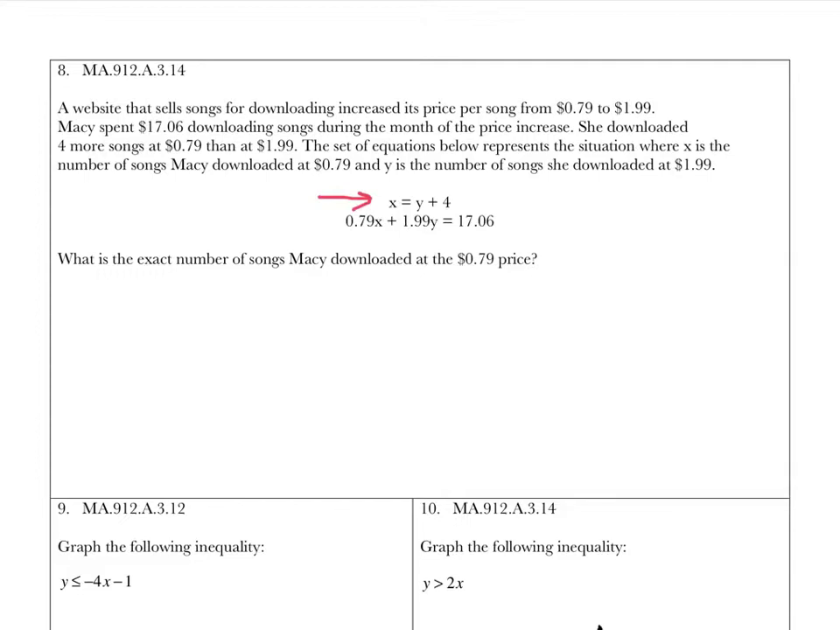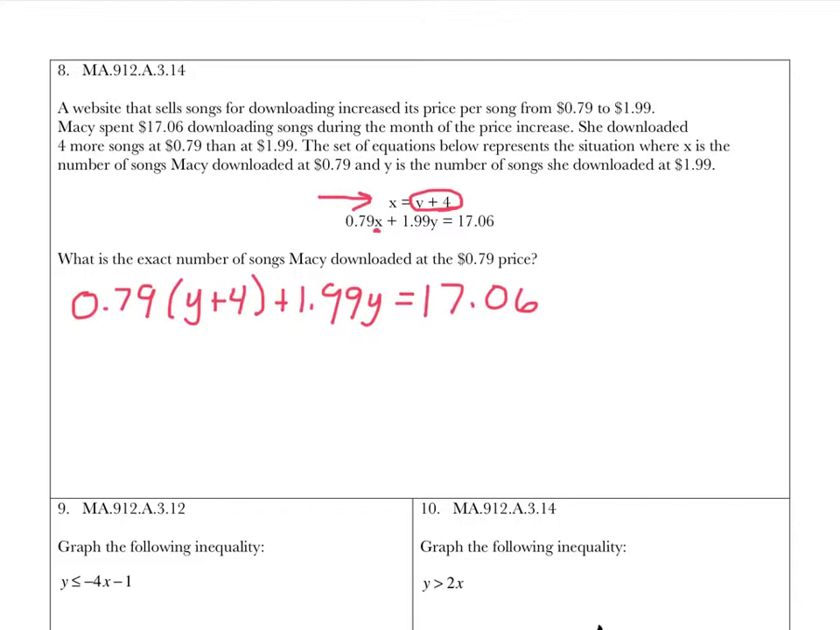So I'm going to take that value, y plus 4, and I'm going to plug it in for the x in the second equation. So I will have 0.79x. I'm going to need a calculator. And instead of x, I'm going to put in y plus 4. And then plus 199y is equal to 1706.